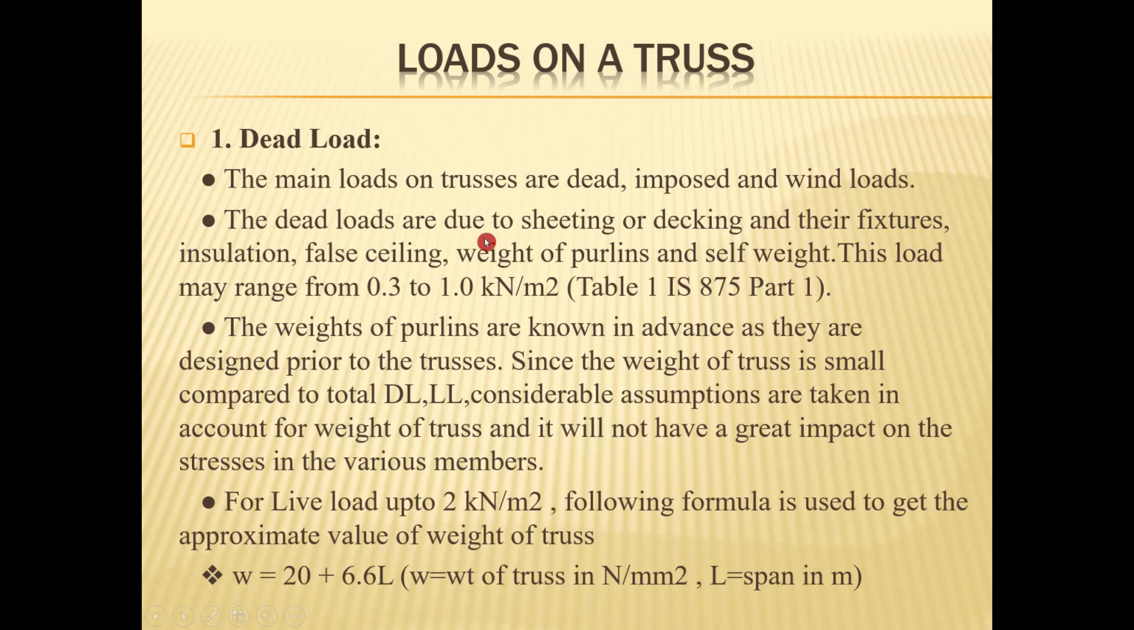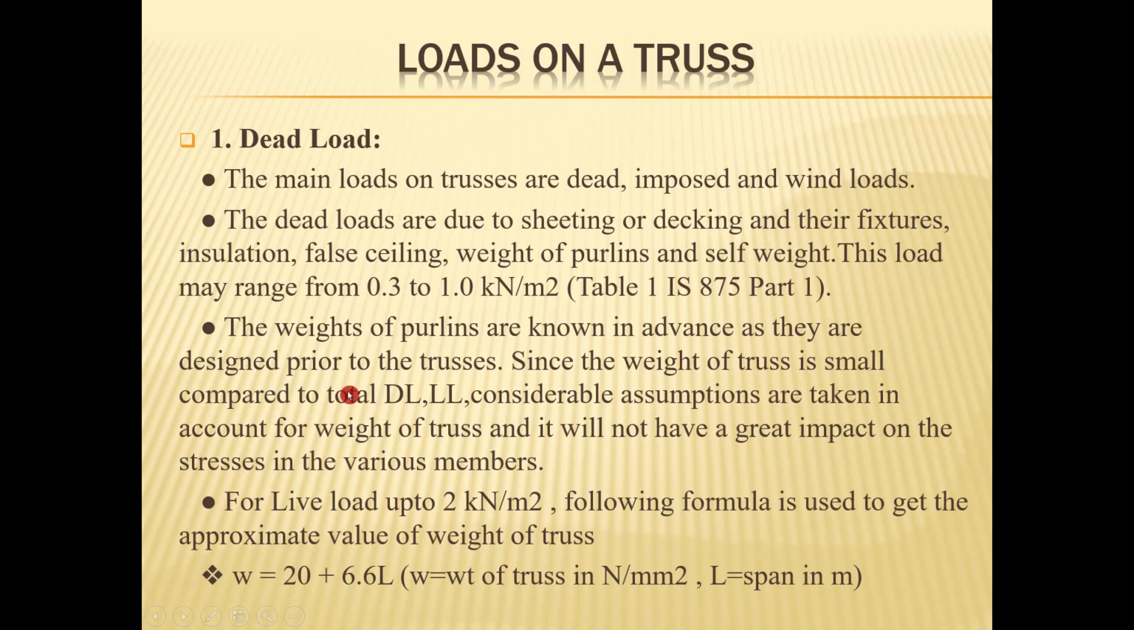The dead load is due to the sheeting or decking and their fixtures, insulation, false ceiling, weight of purlin and self-weight. This load may range from 0.3 to 1 kN per meter square and is calculated as per Table 1 of IS 875 Part 1. The weights of purlins are known in advance as they are designed prior to trusses.